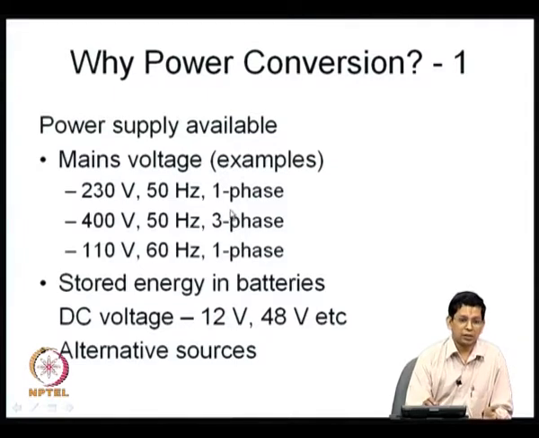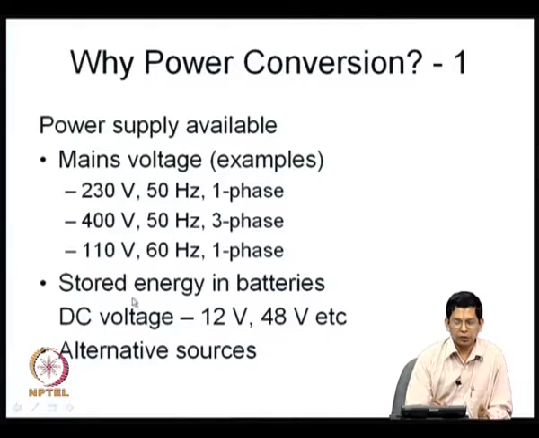Now, in some other countries and some other parts of the world, you have different kinds of power supplies. You may have 110 volt 60 hertz in some places, you may have 208 volts, you have several kinds of voltages. Sometimes it is not 50 hertz, it is 400 hertz. So, various kinds of power supplies are available from the mains.